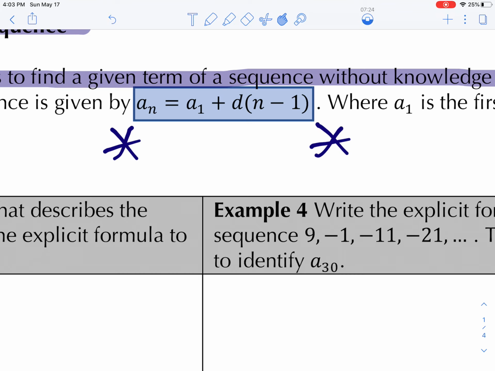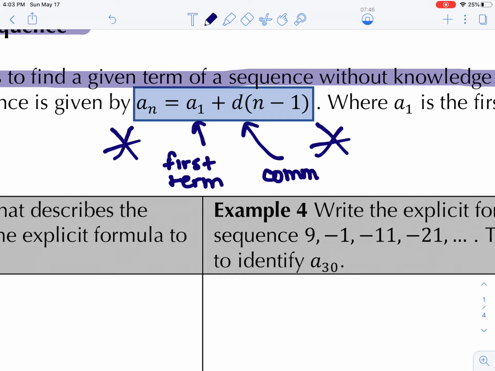Remember that a sub n is just another way, notationally, to describe a sequence. That's how we start to build an equation of a sequence. A sub 1, if you'll remember, is our first term. And then d is coming from above, the same concept of the common difference.